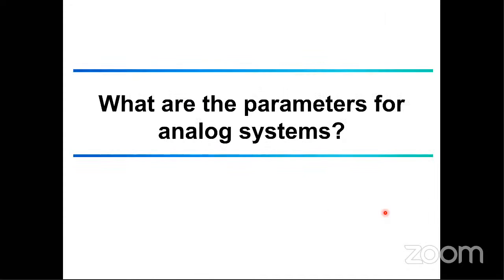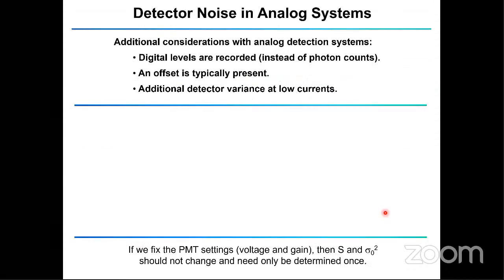Okay, this all works very nicely for true photon counting systems, but what about systems that are working in the analog mode? So we have to have additional considerations with analog detection systems. One is that we record the digital levels instead of photon counts. So if one photon arrives at the detector, this can give us, say, 10 digital levels, or maybe 20 digital levels. So there's some conversion factor there that we have to determine.